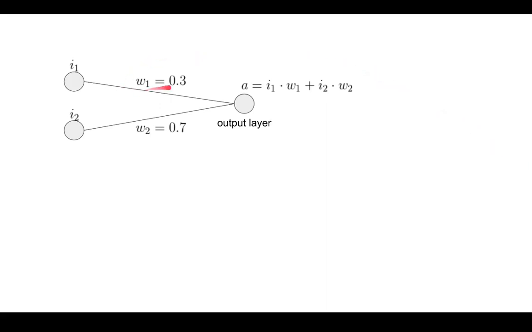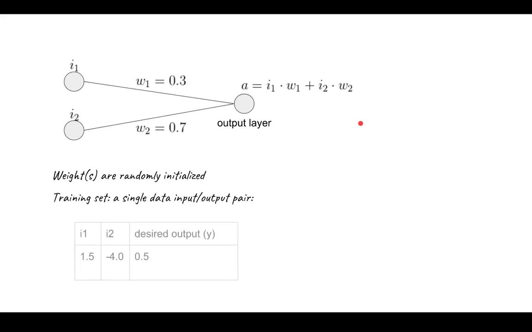First of all, our weights are similar to what we had before. Of course, now we have two of them corresponding to the two inputs. So this is a fully connected layer here. And the output activation is the sum of the multiples of the inputs and weights. As before, we have a training set for the input 1.5 and -4. We would like the output to be 0.5, and currently, of course, it's not.